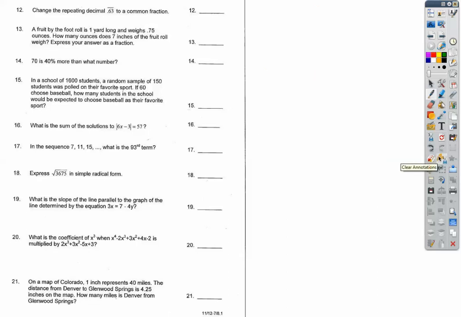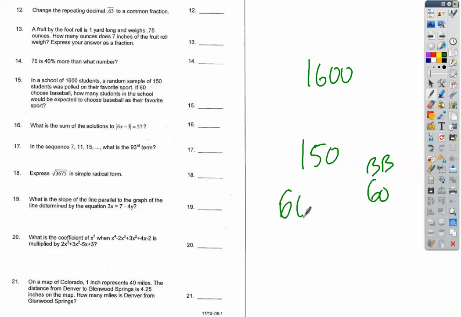So in a school of 1,600 students, a random sample of 150 students were polled on their favorite sport. If 60 chose baseball, you gotta watch what I say, my son's in the room, how many students in the school would be expected to choose baseball as their favorite sport? So that means 60 out of 150 is equal to something over 1,600.